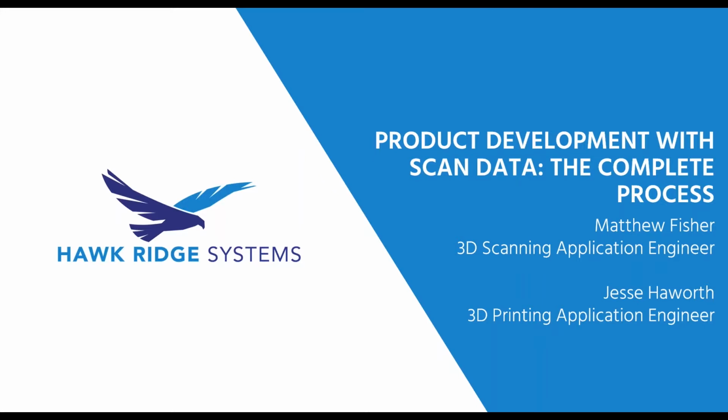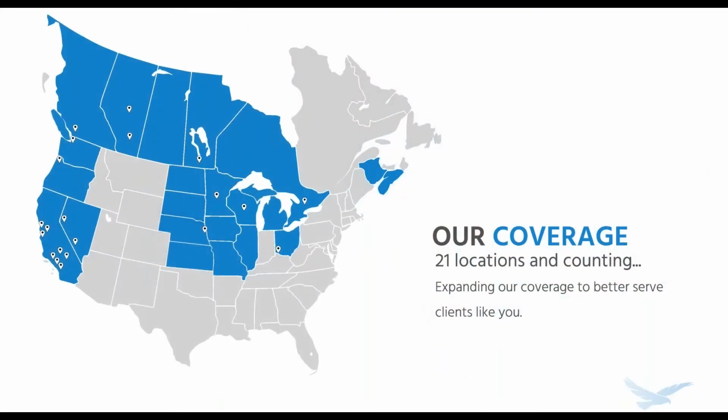Joining me today is an expert in 3D scanners and printers, Matthew Fisher and Jesse Hayworth from Hawkridge. For those of you new to Hawkridge, we've been providing engineering and manufacturing solutions to North American companies for over 20 years. As you can see, we have 21 offices and digital manufacturing labs across the country.